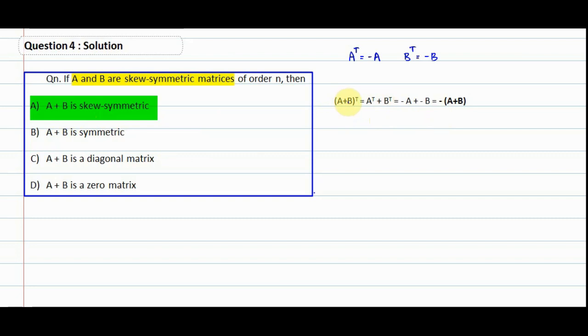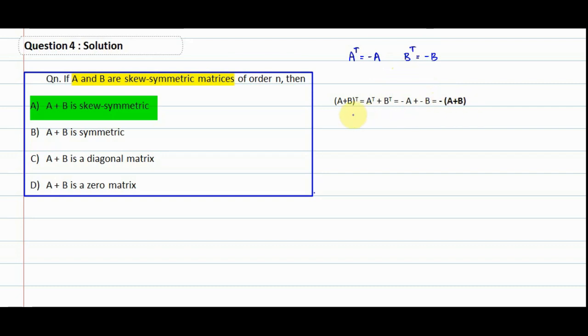So (A plus B) whole transpose will be equal to A transpose plus B transpose as per properties of transpose of matrices. Now what we have here is A transpose plus B transpose. That may be rewritten as minus A plus minus B as per this relation. Okay, now minus is common in both these two parts. So we may take minus as common. Then we may simplify this one as minus of (A plus B).